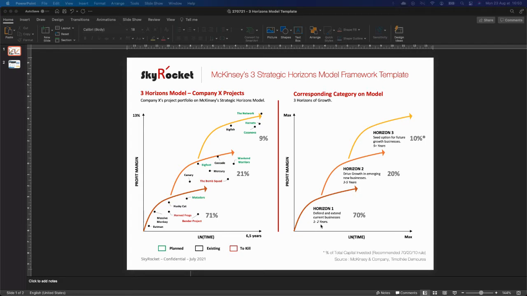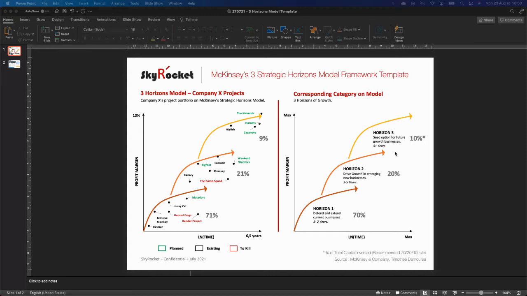Horizon 1 is focused on defending and extending current business opportunities, so basically a horizon from 1 to 2 years. Horizon 2, driving growth in emerging new businesses, so 3 to 5 years. And finally, Horizon 3, the objective there is to seed different options for future growth potential, so generally 5+ years. This model was very popular in the 2000s, 2010s.